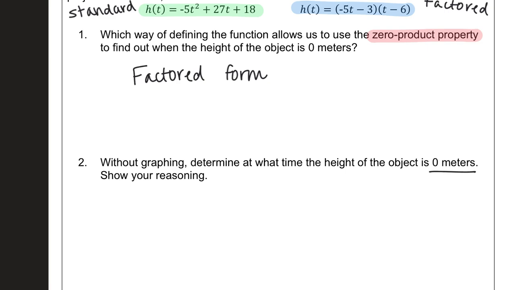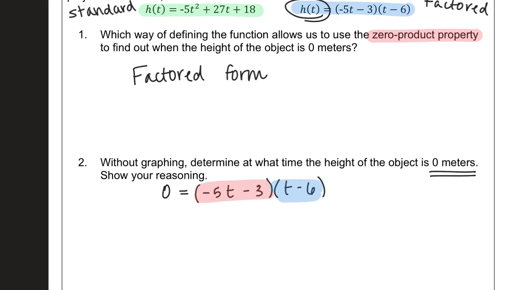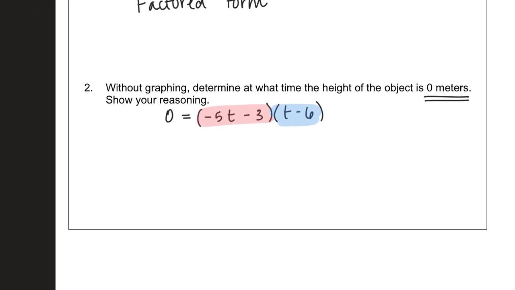So if my height is 0 meters, that means 0 is going to go in for the height over there. So my equation is 0 equals, parenthesis, negative 5t minus 3, times t minus 6. So we are set up to use factored form. We have our first factor here and our second factor here. So with zero product property, either negative 5t minus 3 equals 0, or t minus 6 equals 0. So we have to solve both of them.